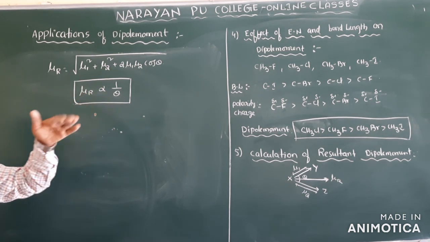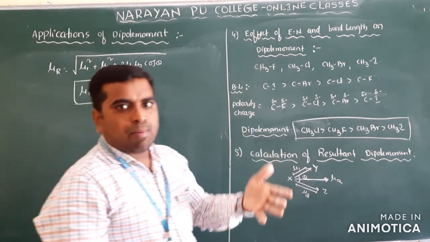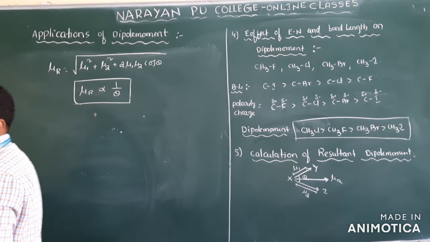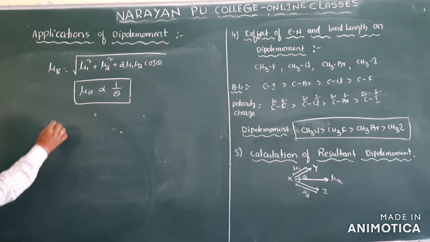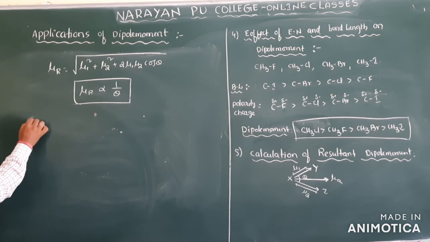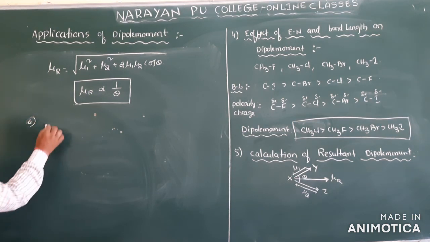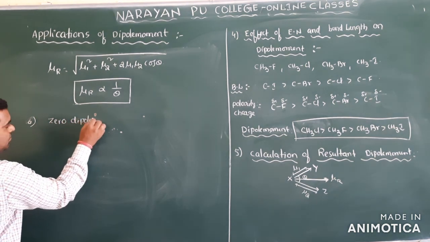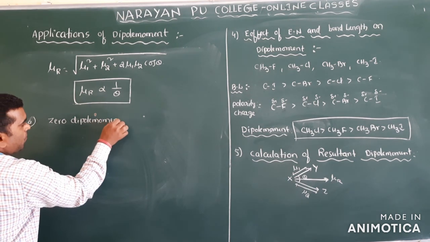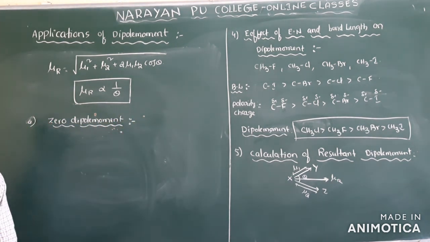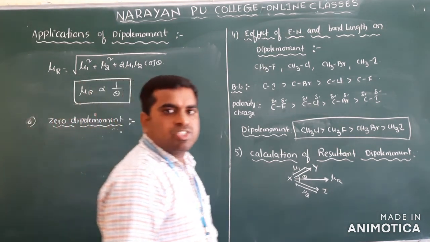And next it will come for the organic compounds, how to do the dipole moments. There I will discuss. I will use this terminology. Just remember. Clear? And the next one, fifth one, and next is the sixth one: zero dipole moment. And I already mentioned for which molecules the dipole moment will be zero.